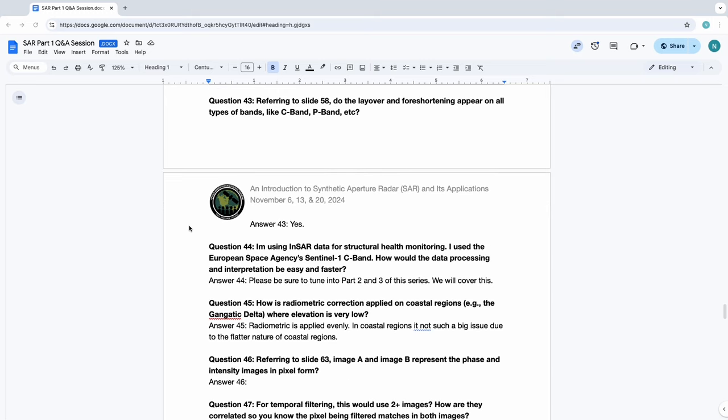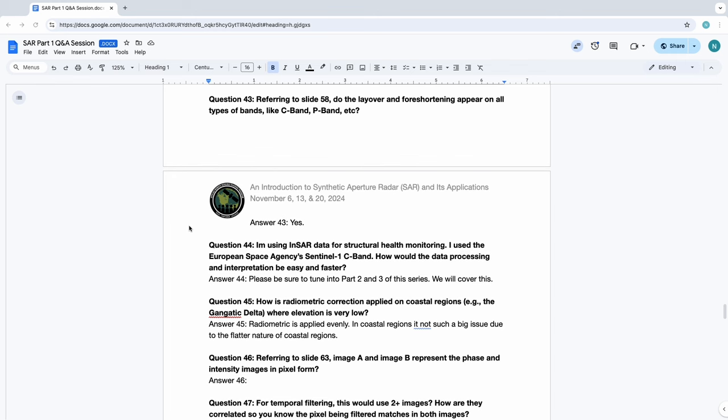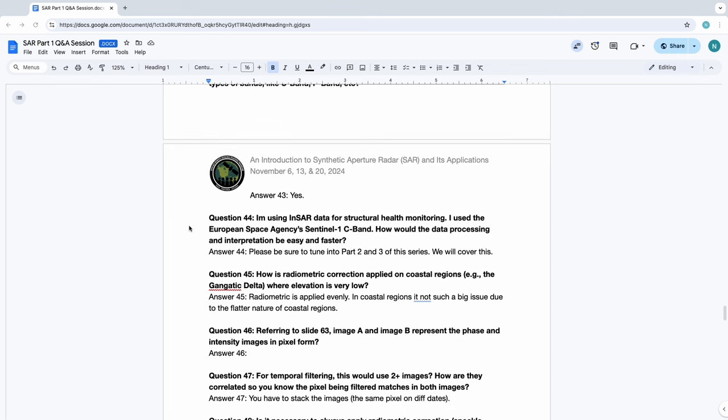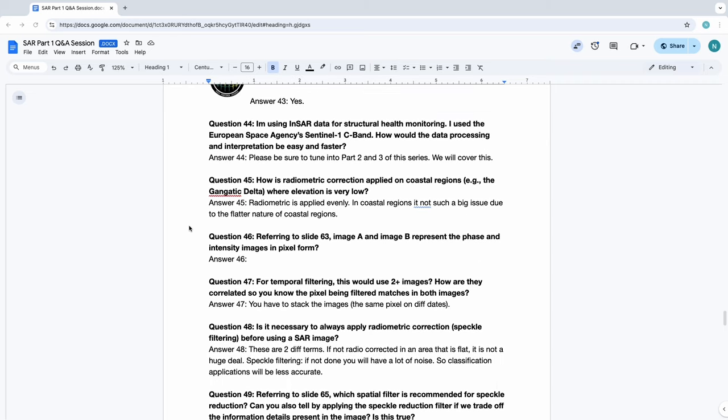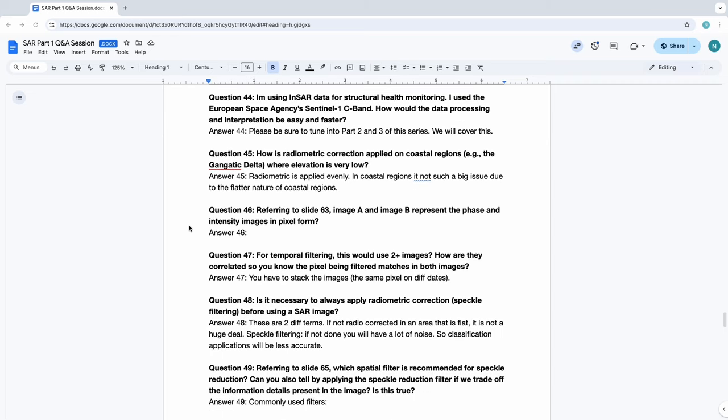Question 43, referring to slide 58, do the layover and foreshortening appear on all types of bands, like C-band, P-band? Yes, it does. Question 43, I'm using InSAR data for structural health monitoring. I used the ESA Sentinel-1 band. How could the data processing and interpretation be easier and faster? Ooh, that's a great question. That's for session 2. Dr. Eric Fielding can answer that, and he's the expert on InSAR.